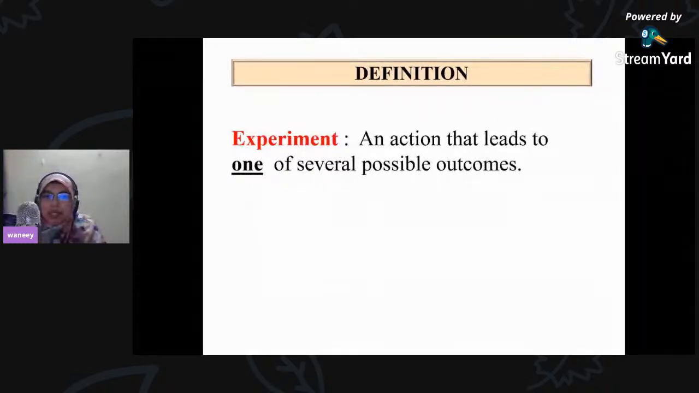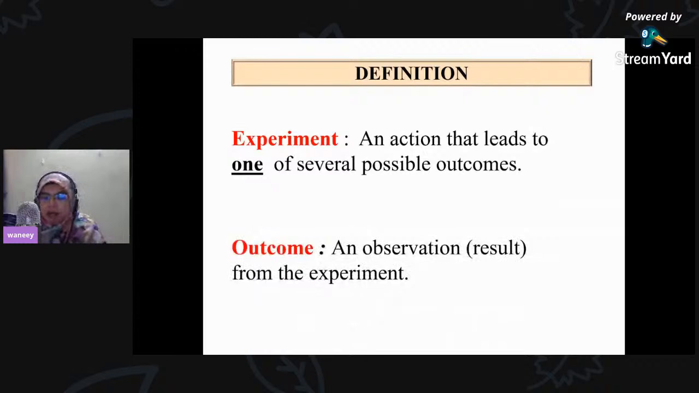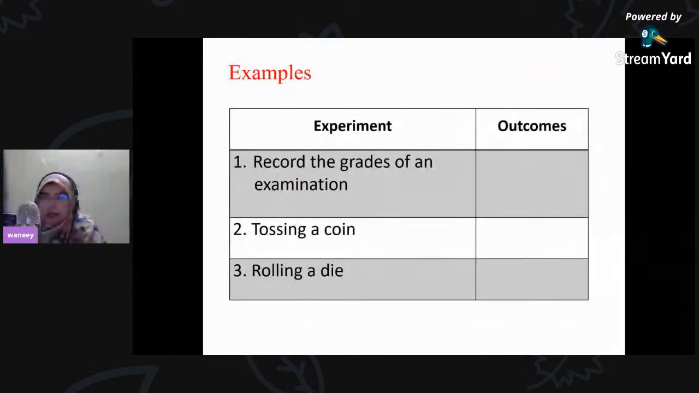An experiment is an action that leads to one of several possible outcomes. An outcome is the observation or the result from the experiment. For example, let's say the experiment is to record the grade of an examination. Your examination or your UPS test before this, what is the outcome of the grade for them? It should either be A, B, C, D, E, or F. So those are the outcomes.